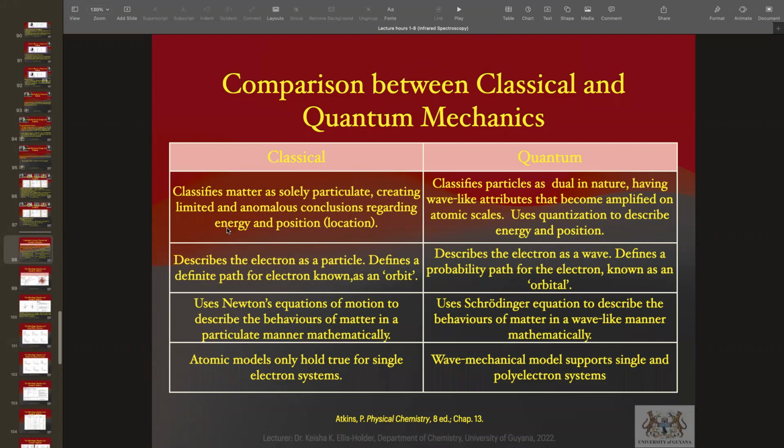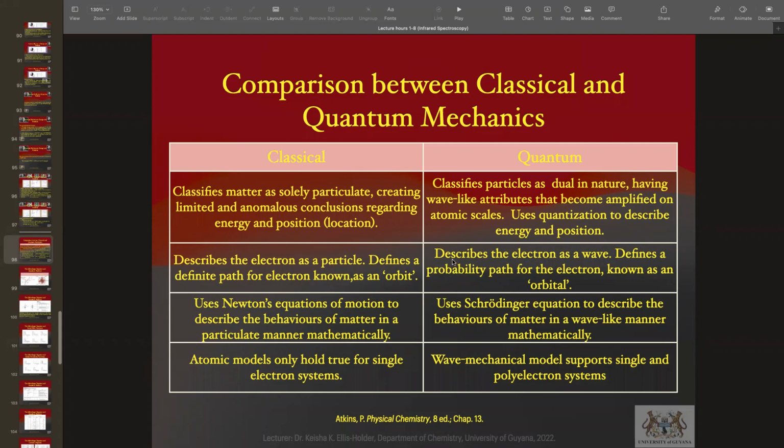All right, so continuing down the table, we see that in classical mechanics, the electron is identified as a particle, and its path of motion is defined, especially by Bohr, as an orbit. A specific path, a specific trajectory, in three-dimensional space. He would not have seen the electron as a wave, or its path in a wave-like manner, because he was identifying it from the standpoint of classical mechanics; the paths were seen as definitive. Once he had to consider polyelectronic systems, the Bohr atomic model no longer held true.